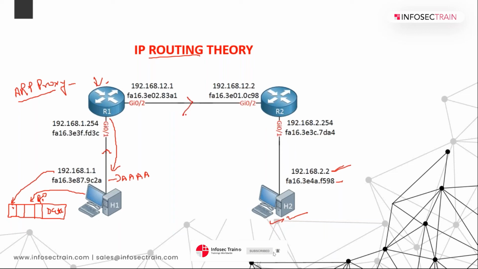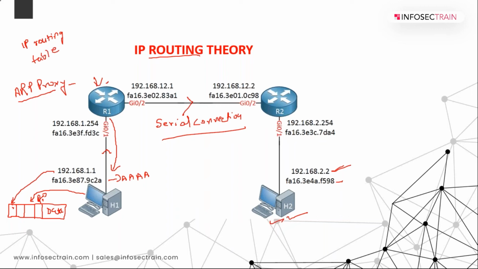As you can see, these two devices, R1 and R2, are connected serially. It is called a serial connection. Serial connection means these devices, R1 and R2, are connected directly to each other with a wire, right? So every router has a table which is called the IP routing table, or we also say routing table, right? So what is that routing table? It has a list of all the remote destinations that are available to the router and how to get to them, or what interface to use to send the data toward that remote destination.